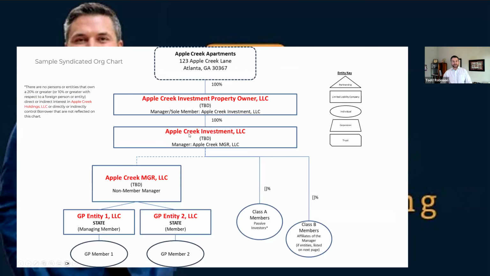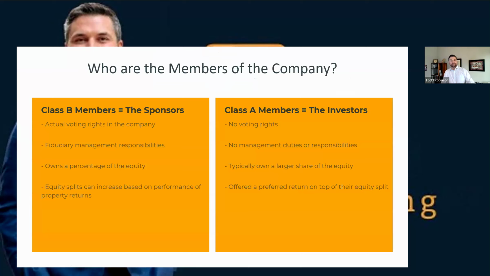So Class A and Class B, again, that's down here. I guess you can't see my pen, but I'm a big hand and pen guy. Class A, Class B member. The Class B members are the sponsors. Now, again, within our mastermind, I have a whole presentation on the nuts and bolts of the syndicated operating agreement, who does what, where the rights are, and the management responsibilities.